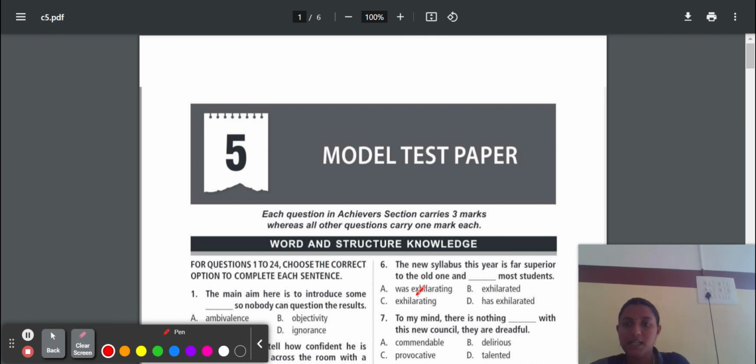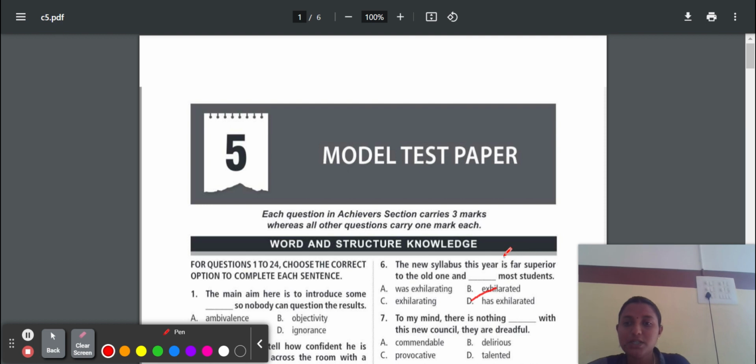Question number 6. The new syllabus this year is far superior to the old one and dash most students. Option A, was accelerating. Option B, accelerated. Option C, accelerating. Option D, has accelerated. Answer for the question 6 is option D, has accelerated.